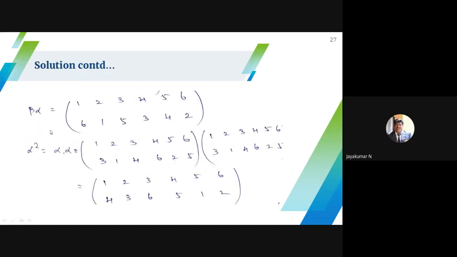Okay, you can refer to this. Alpha square means alpha into alpha. In a similar manner you can easily find it. That is, 1 maps onto 3, 3 maps onto 1, 3 maps onto 4. Finally, 1 maps onto 4. 2 maps onto 1, 1 maps onto 3. So finally, 2 maps onto 3. 3 maps onto 4, 4 maps onto 6. Finally, we have 3 maps onto 6. Similarly, you can find alpha square.